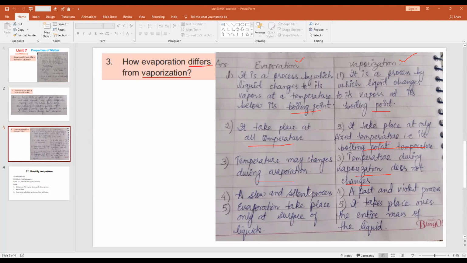Then evaporation is a slow and silent process, whereas vaporization is a fast and violent process, right? The fifth point is, evaporation takes place only at the surface of a liquid. Vaporization takes place over the entire mass of the liquid. That point we have already discussed during the lecture, that evaporation only takes place on the surface of a liquid, but vaporization takes place through the entire mass of the liquid. So these are the five differences between evaporation and vaporization. You have to write all these differences in your notebook.